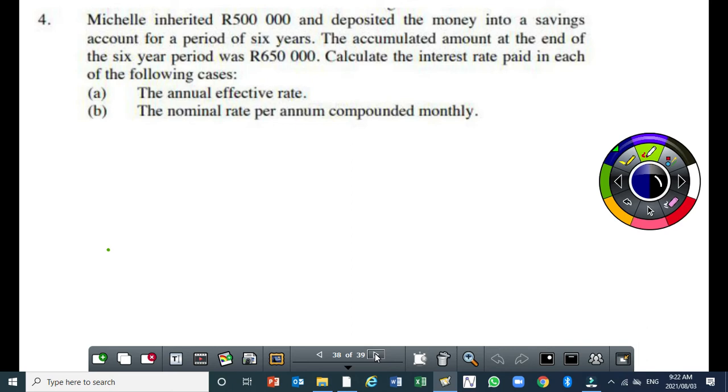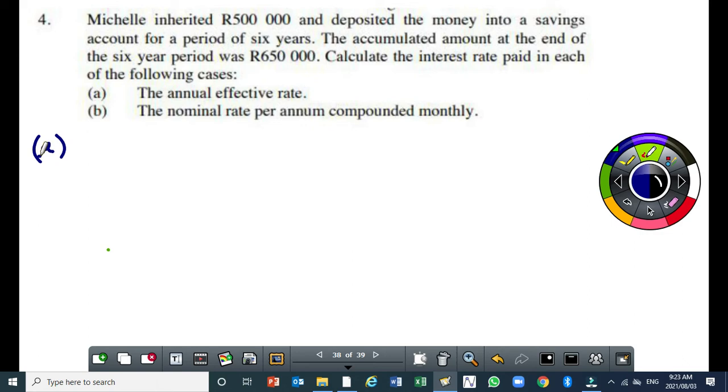Then number 4, Michelle inherited 500,000 and deposited the money into a savings account for a period of 6 years. The accumulated amount at the end of the 6-year period was 650,000. Calculate the interest rate paid in each of the following cases. So we want the annual effective rate first. The annual effective rate is just an interest rate which is compounded once per year.